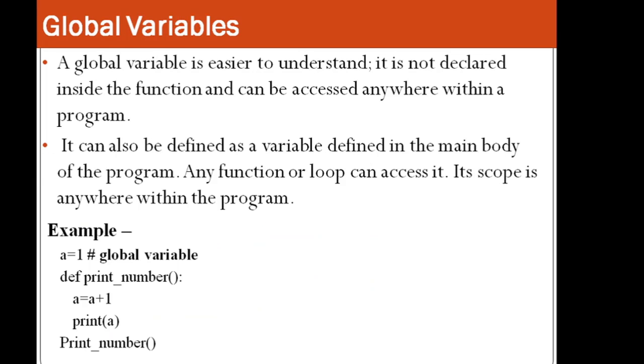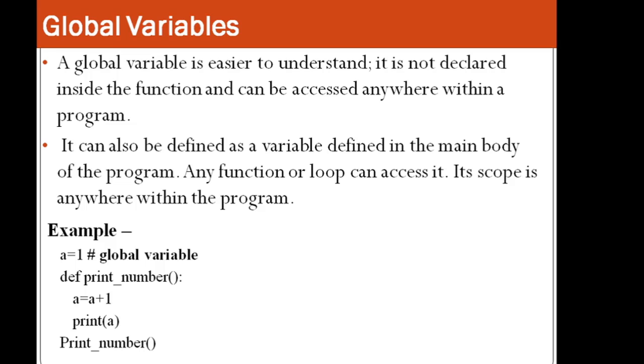And global variables, a global variable is easier to understand. It is not declared inside the function and can be accessed anywhere within the program because it is global. Now here I give you an example of warranty. Whenever you are purchasing some item, some has local warranty, some has global warranty. Global warranty means you can go out of your city, out of your country, you can access the warranty over there. So this is global warranty.